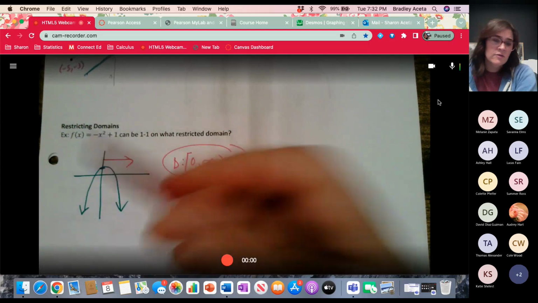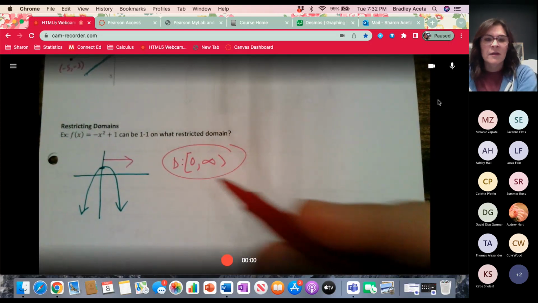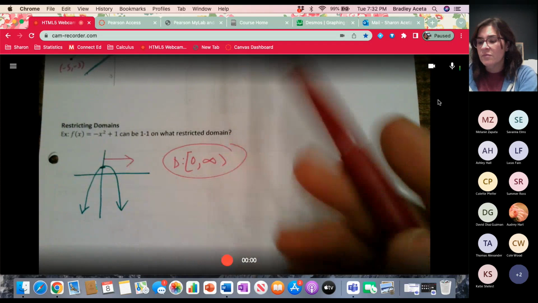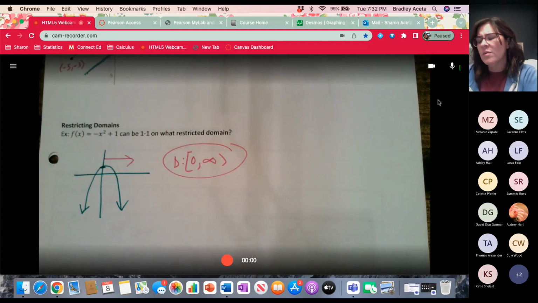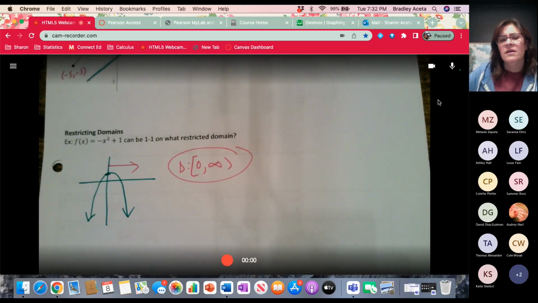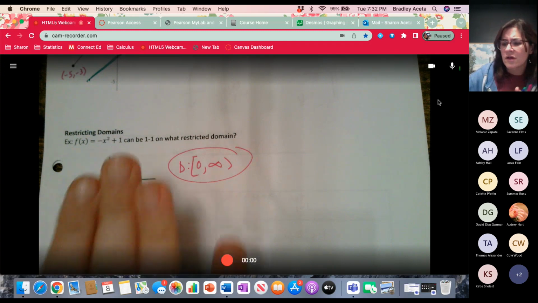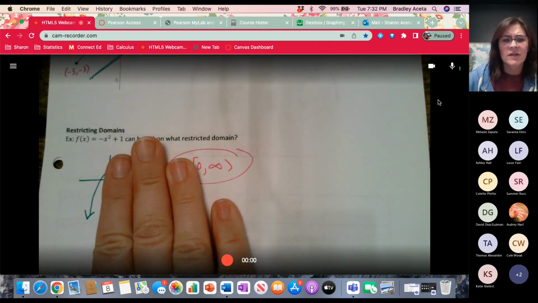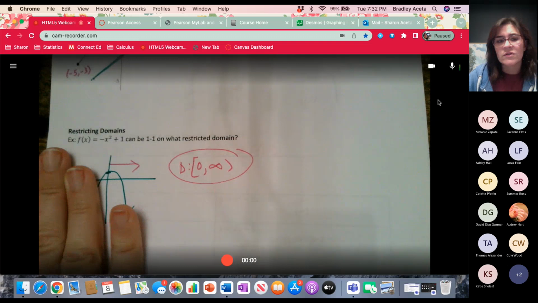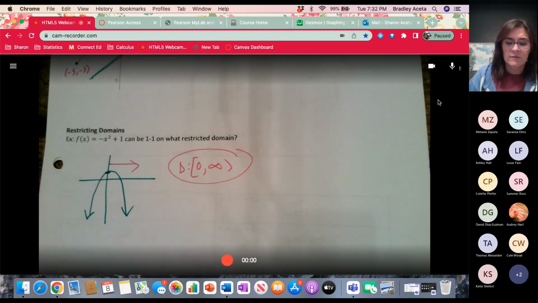Now, could I do this side too? Sure, you could. But you just have to pick one of the sides. I can't remember how they ask it, it might be a multiple choice question, but you just have to pick a side and cover up this side. This would be negative infinity to 0, or you could restrict the domain from 0 to infinity. And then you have a one-to-one function.